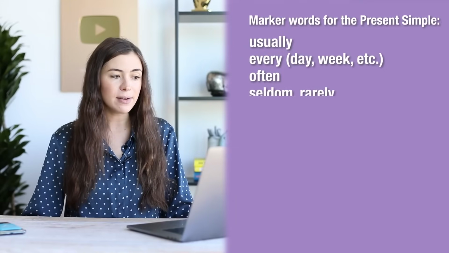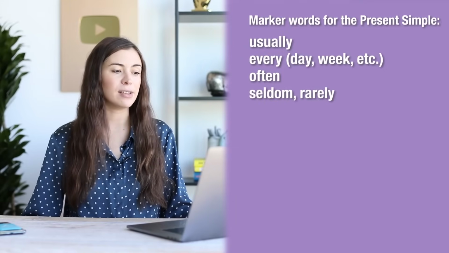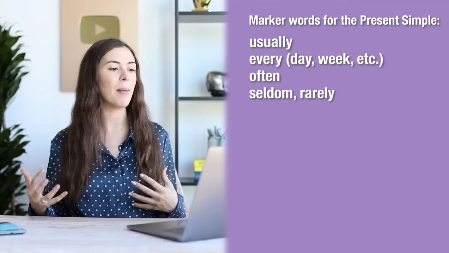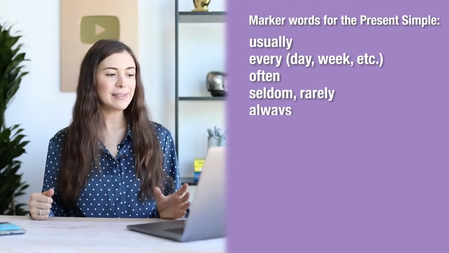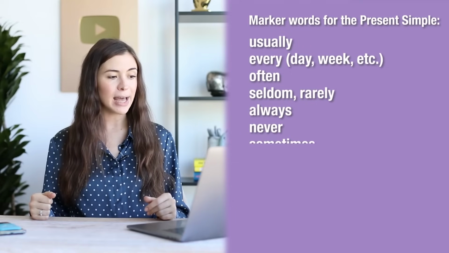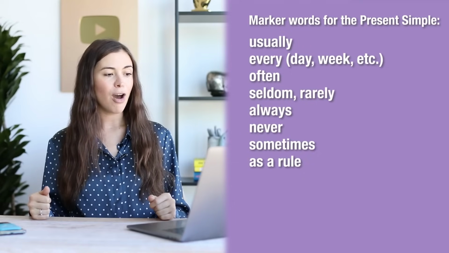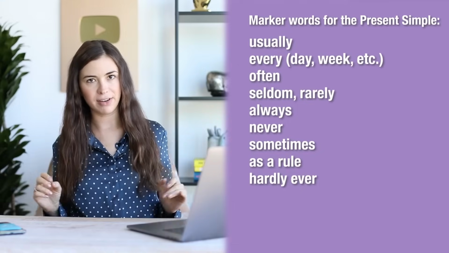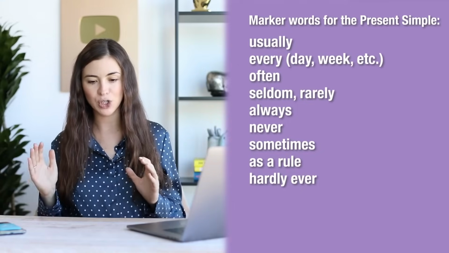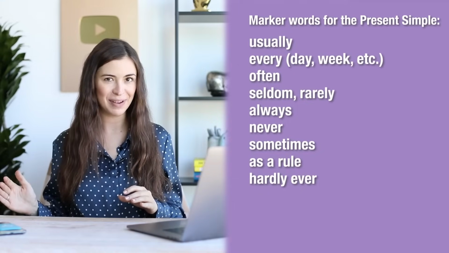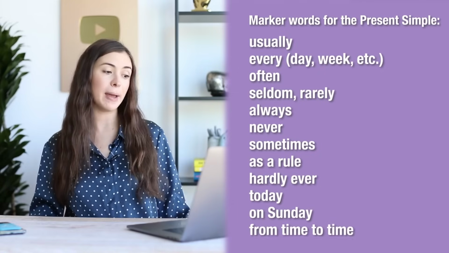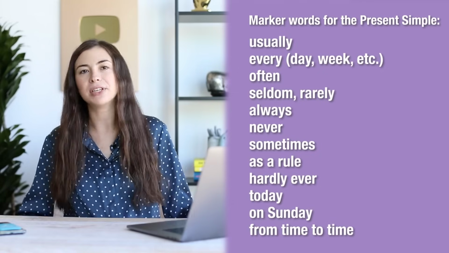Often, seldom, or the synonym for it is rarely, and rarely is more American. It's for actions that don't happen too often. Always, never, sometimes, as a rule, hardly ever. Hardly ever is like very, very rarely. Hardly ever do I get 12 hours of sleep per night. Today, on Sunday, from time to time. I go to swimming pool from time to time.